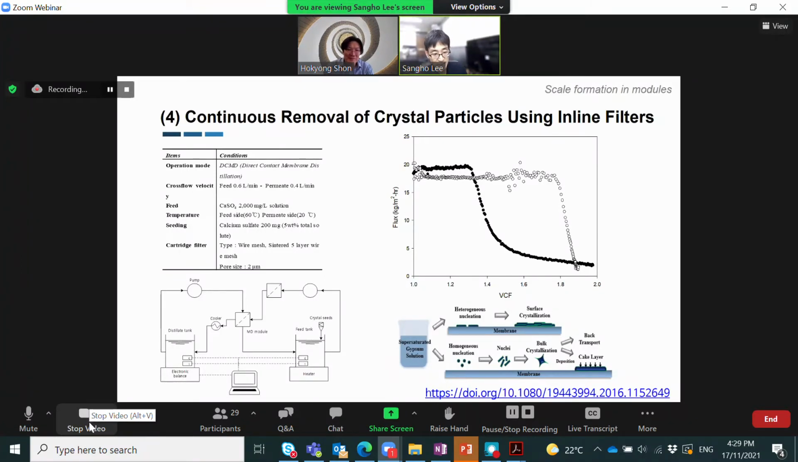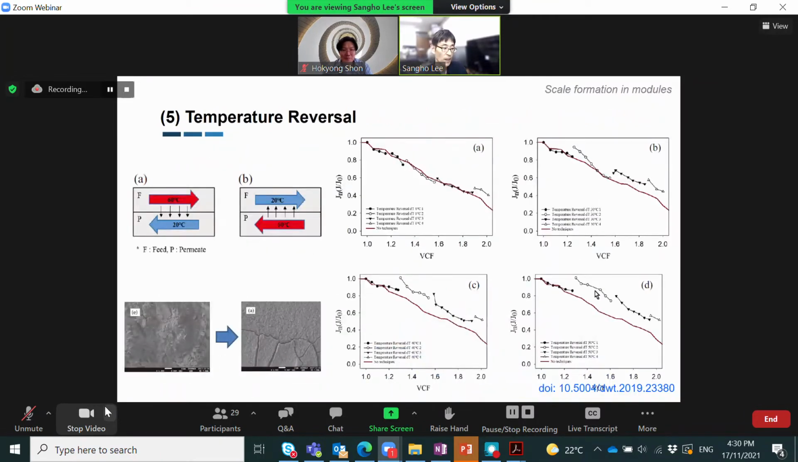And this is the one where we use the inline filter. Since the crystal particles are problematic, we can remove them continuously using a filter inside the recirculation loop, and that was very successful. Temperature reversal is an interesting idea because in the pressure-driven membrane systems, we can reverse the driving force to reverse the flow direction, and that's the backwashing. And we considered a similar concept by reversing the temperature gradient, and that was partly successful.